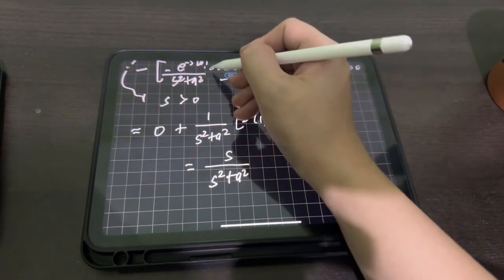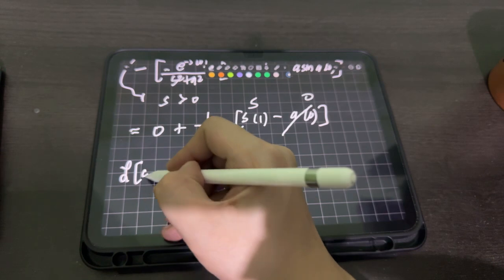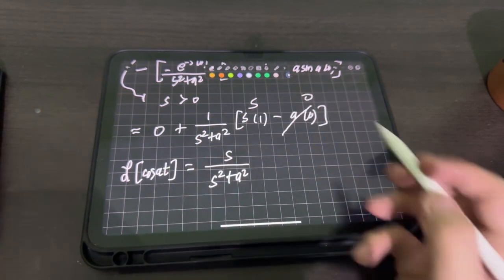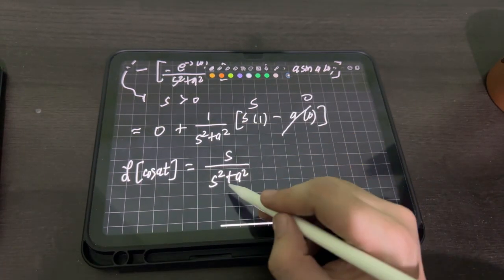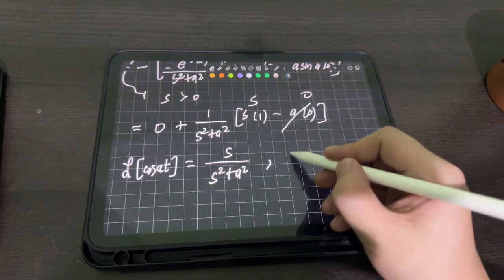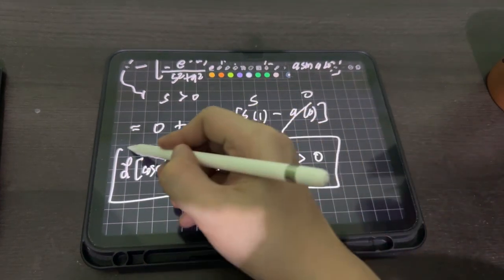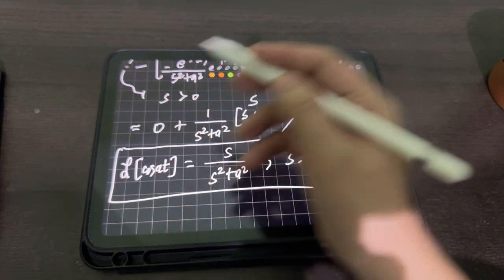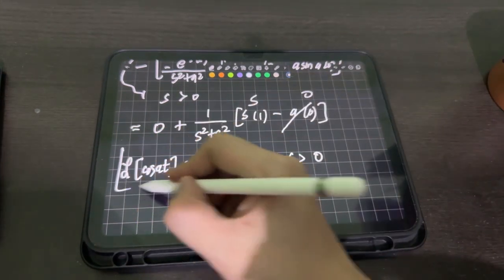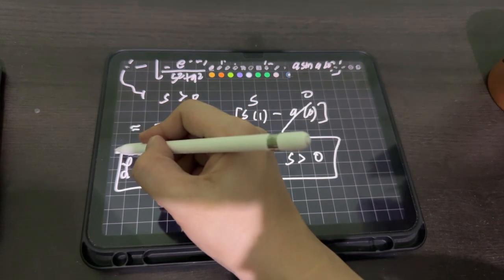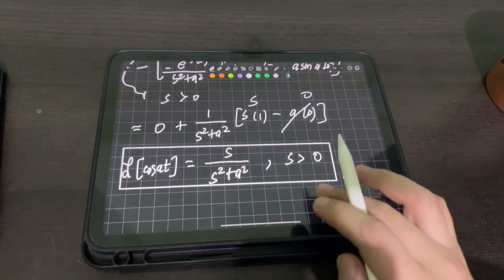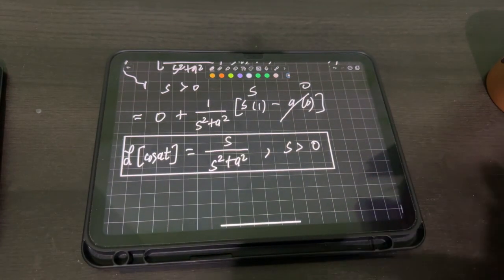The Laplace transform of cosine at is s over s squared plus a squared, provided again that s is greater than 0. So another standard formula. So the Laplace transform of cosine at is s over s squared plus a squared.